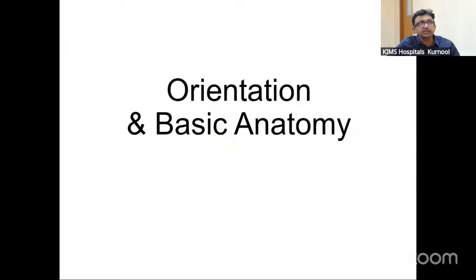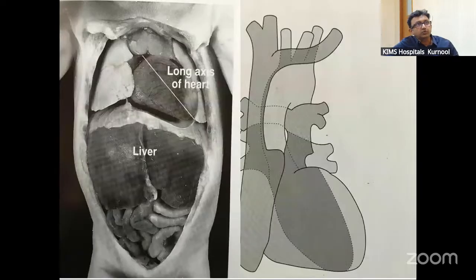So before we start, let us get a brief idea about the orientation and basic anatomy of the heart. As we all know, the heart is not situated straight down from top to bottom. It is in an angulated fashion from 11 o'clock to 5 o'clock position. If you imagine a clock, the long axis of the heart is positioned from 11 o'clock to 5 o'clock position. Okay, so it is not straight.